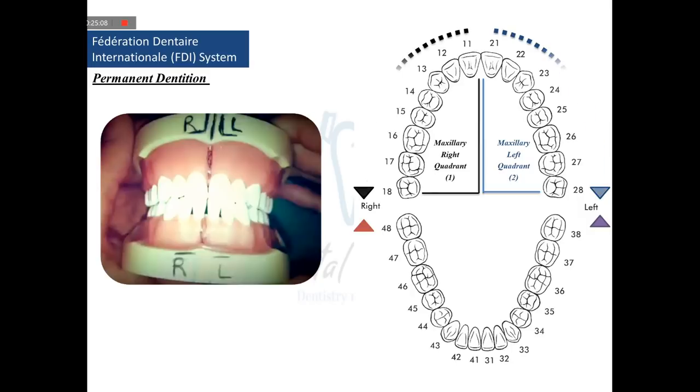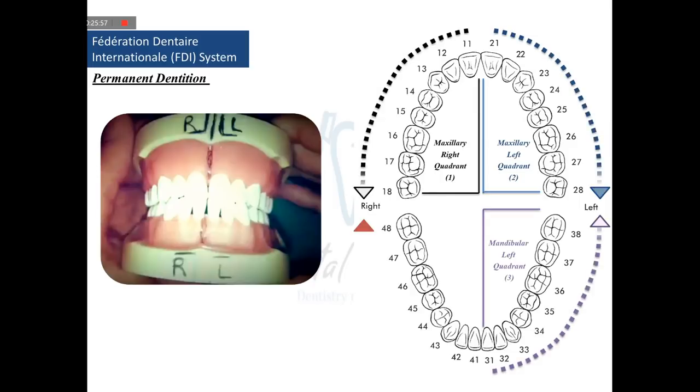Now counting the teeth in the maxillary left quadrant, we will first number the quadrant as number 2, because the right quadrant is numbered as number 1 and the left quadrant is numbered as number 2 in the maxillary arch for the permanent dentition. After mentioning the quadrant number, the second digit represents the tooth number, as we have been discussing earlier. So 2-1 for the permanent central incisor of the maxillary left quadrant, 2-2 for the lateral incisor, 2-3 for the canine, 2-4 for the first premolar, 2-5 for the second premolar, 2-6 for the first molar, 2-7 for the second permanent molar, and lastly 2-8 for the third molar of the maxillary left quadrant.